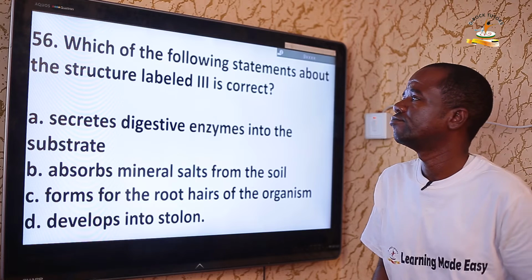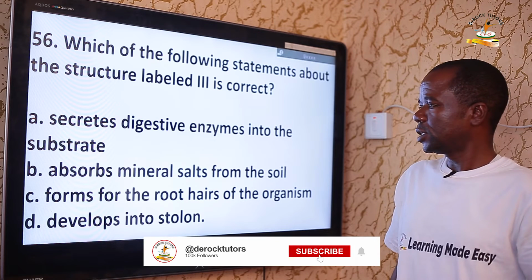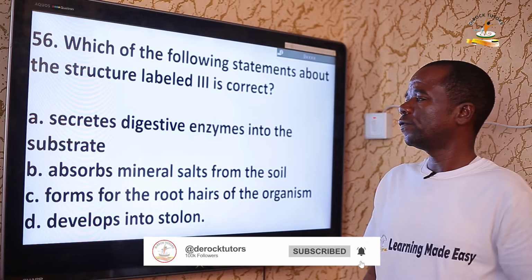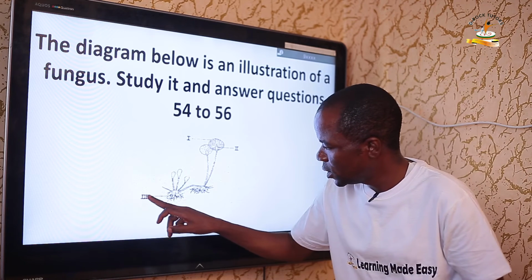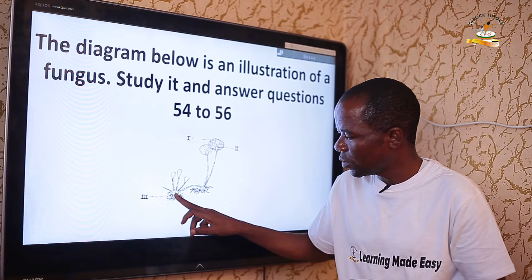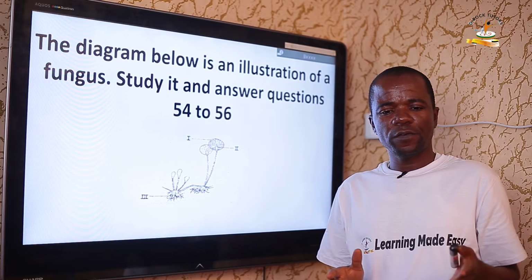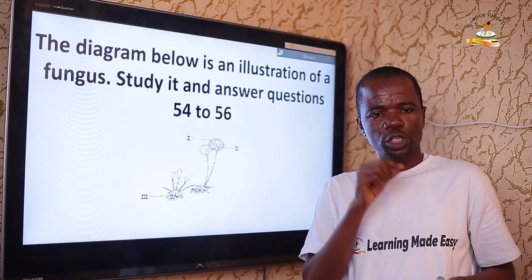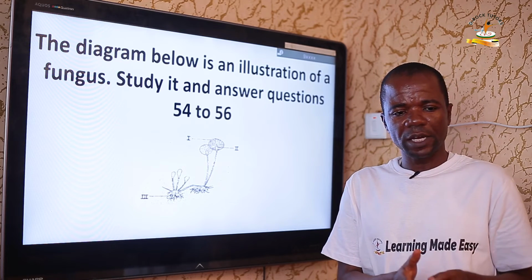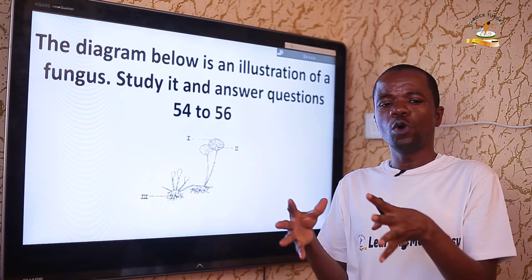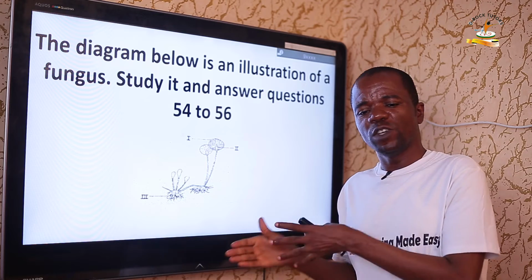Number 56. Which of the following statements about the structure labeled 3 is correct? Let's take a look at this structure once again to know which one is label 3. You can see Roman figure 3 here. That's talking about the hyphae, and the major function of hyphae, the plural of hypha, H-Y-P-H-A. Now, hypha secretes digestive enzymes in order to break down the substrates into soluble or easily absorbable form.